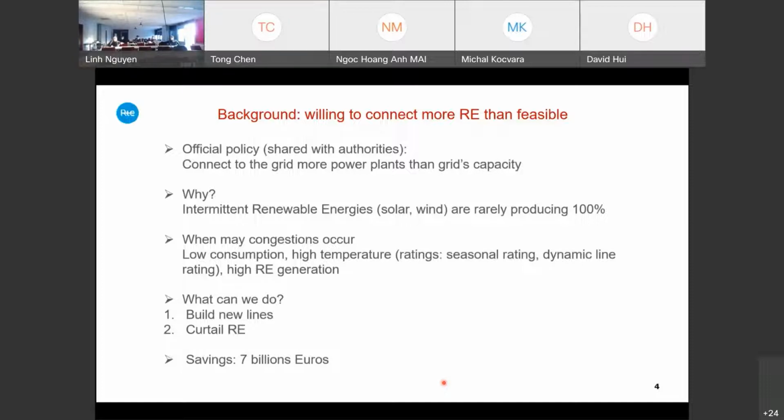So we decided together with authorities to go for the second option. And the savings here is 7 billion, estimated saving in 10 years. 7 billion. This is an official document. It's written in the 10-year development plan of RTE, which is agreed by national authorities. I mean, if it turns out to be wrong, I mean.